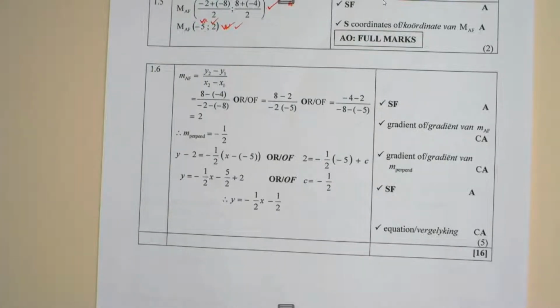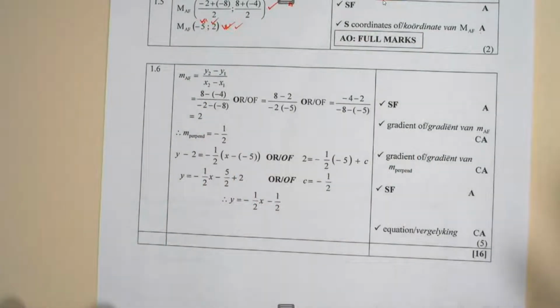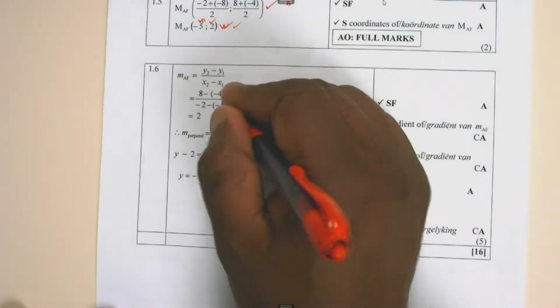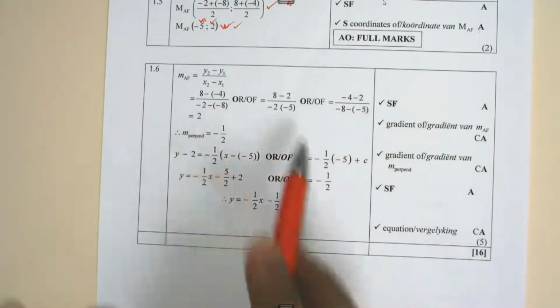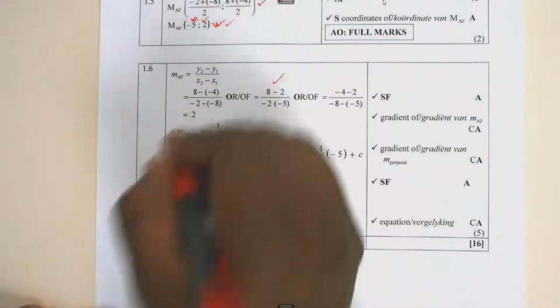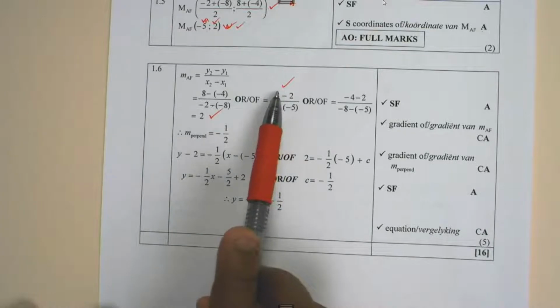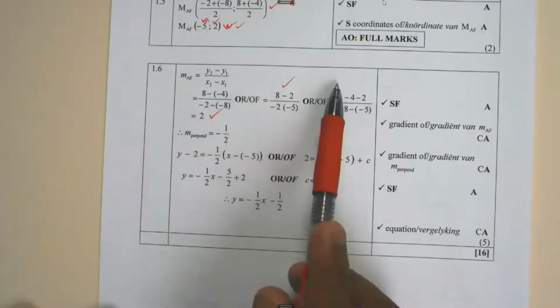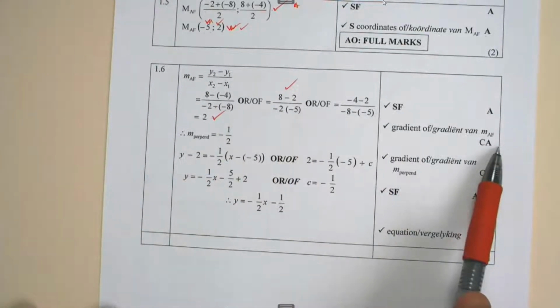Now looking at 1.6, for 5 marks. The first mark, colleagues, will be substitution in the formula, which is an accuracy mark. Substitution in the formula can be this one or this one or this one, but substitution in the formula is an accuracy mark. That is the first mark. And the second mark will be the gradient. But the gradient now becomes what? The CA mark, based on if a learner indicates substituted incorrectly. But incorrect substitution used correctly to find the gradient becomes the CA mark.